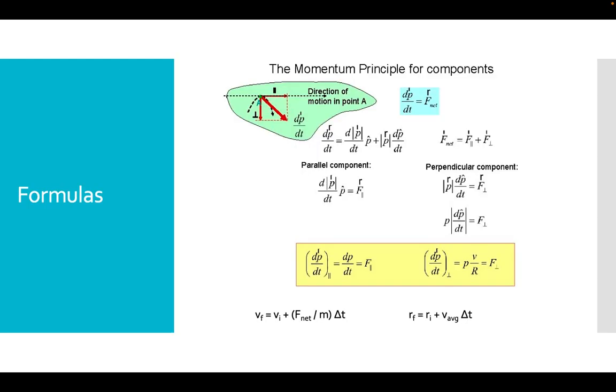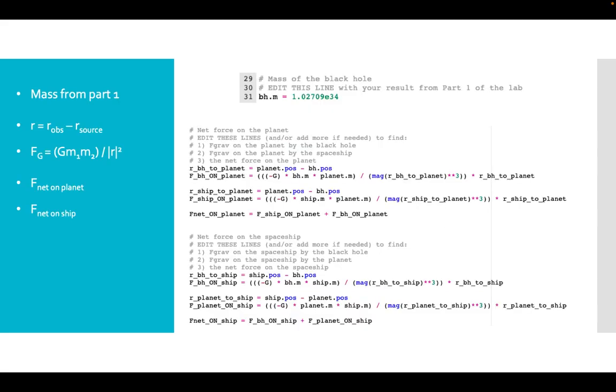So part 2 is don't crash, so we want to get as close as we can to the black hole and get out of orbit too. So here are the formulas I'm using for this one. I'm just adding in the velocity update formula and the position update formula.